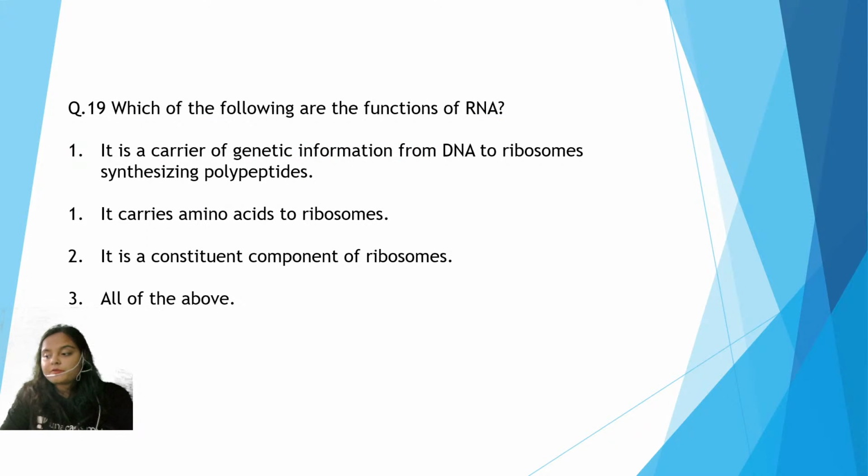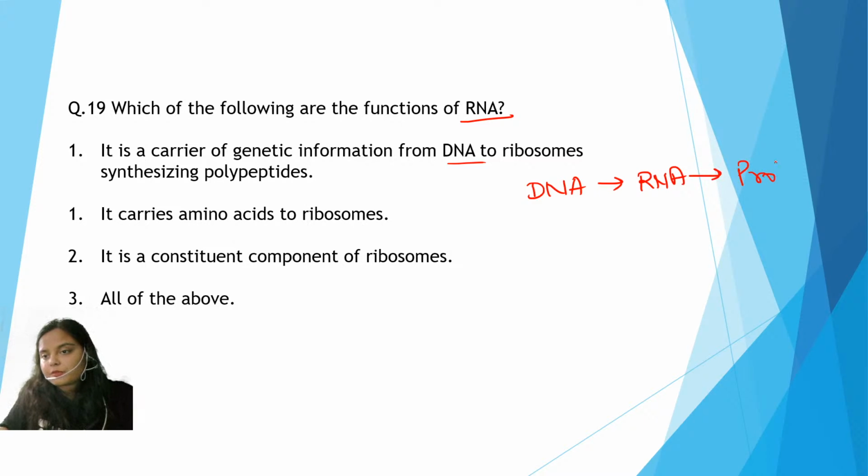Question number 19. Which of the following are the functions of RNA? It is a carrier of genetic information from DNA to ribosome, synthesizing polypeptides. It carries amino acids to ribosomes. It is a constituent component of ribosomes, or all of the above. What do you think is the right answer, which explains the function of RNA in a correct way? So yes, all the three statements are correct, because the information from the DNA is transferred to RNA, and this information is involved in the synthesis of protein. So first option is absolutely correct. Yes, absolutely correct, Karthik Kunal. Option number 4 is the right answer. It carries amino acids to ribosomes.